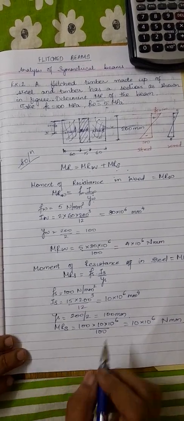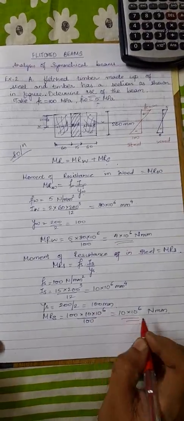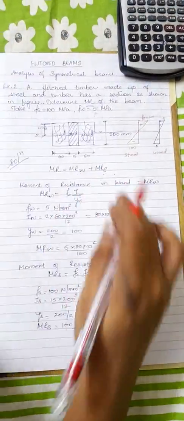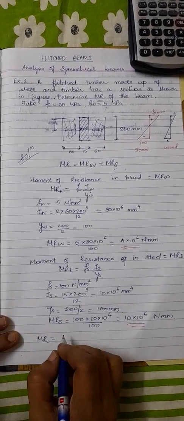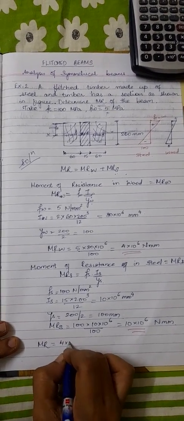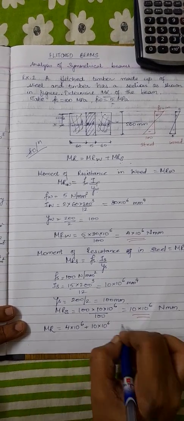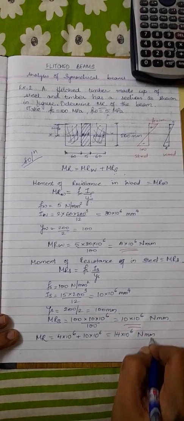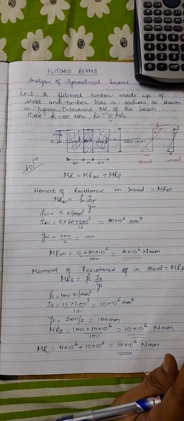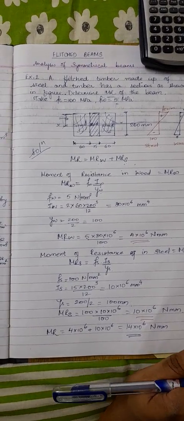So finally we have got this, and then substitute both in the first equation. The moment of resistance is equal to MRW, 4 into 10 raised to 6, plus 10 into 10 raised to 6. So we have 14 into 10 raised to 6 Newton millimeter. This answer will tally with the solution we have done in example 1. This completes the problem.